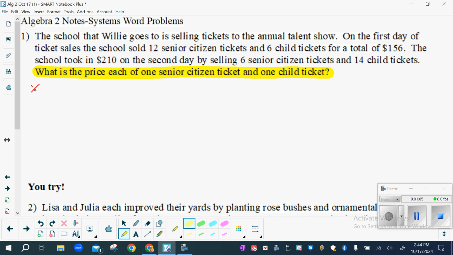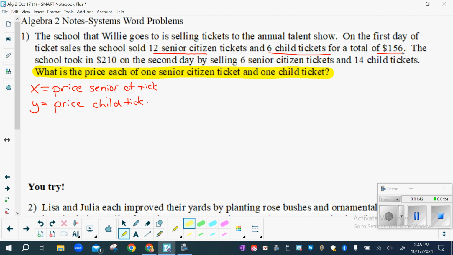You can use whatever letter you want. I'm going to use X, and it's the price of a senior citizen ticket. And then Y is, and this word price is important here, Y is the price of a child ticket. Okay, so we've got in this problem 12 senior citizen tickets, 6 child tickets, total of 156.